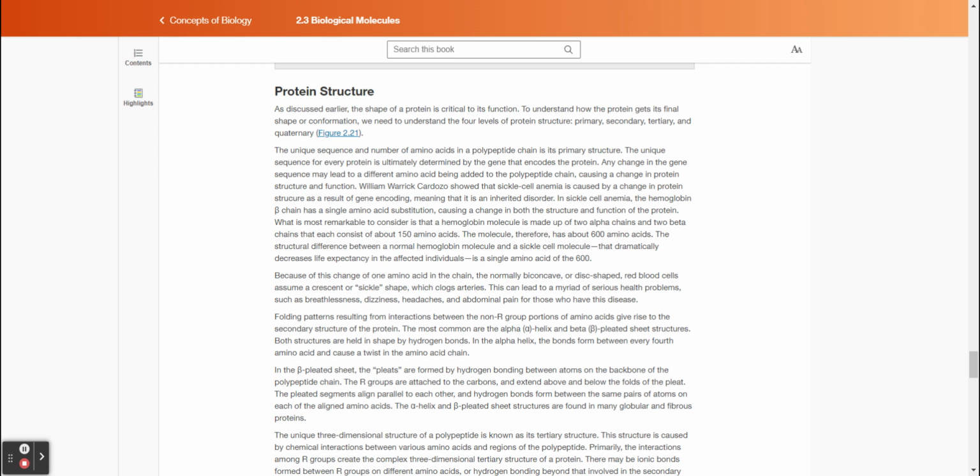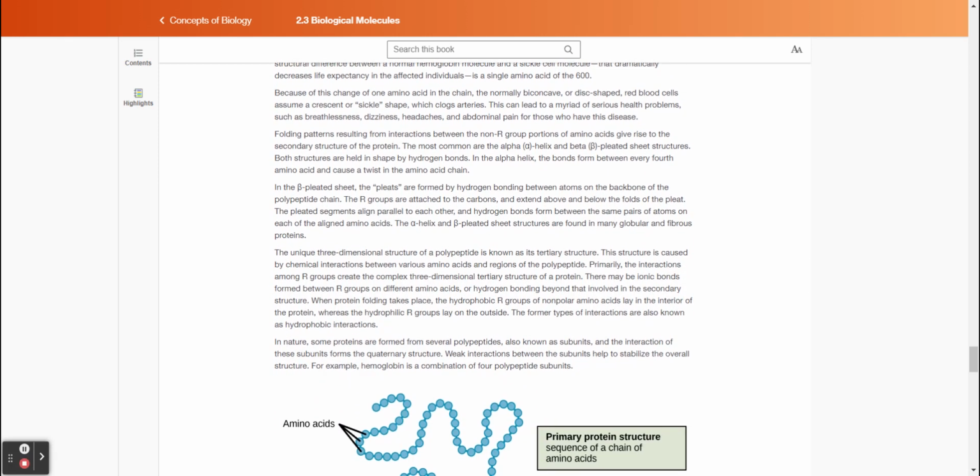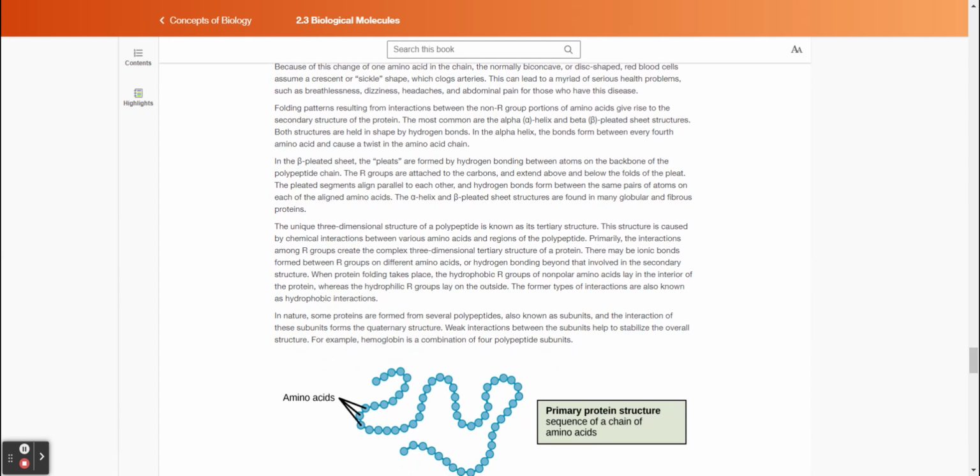The structural difference between a normal hemoglobin molecule and a sickle cell molecule that dramatically decreases life expectancy in the affected individuals is a single amino acid of the 600. Because of this change of one amino acid in the chain, the normally biconcave or disc-shaped red blood cells assume a crescent or sickle shape, which clogs arteries. This can lead to a myriad of serious health problems, such as breathlessness, dizziness, headaches, and abdominal pain for those who have this disease.